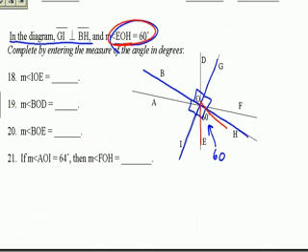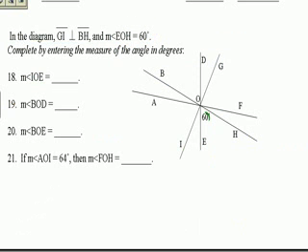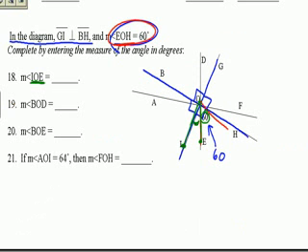The first thing you're supposed to find is the measure of angle IOE. Well, let's take a look. If we go from I to O to E, we see that this angle right here plus the 60-degree angle should make 90. They're actually complementary angles. So we know 90 minus 60 is 30 degrees.